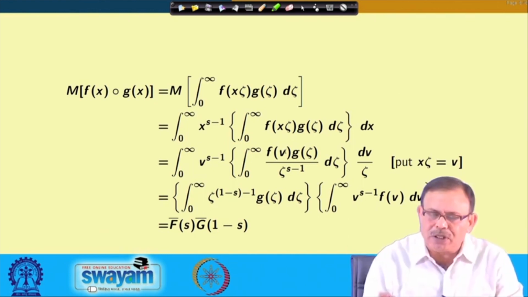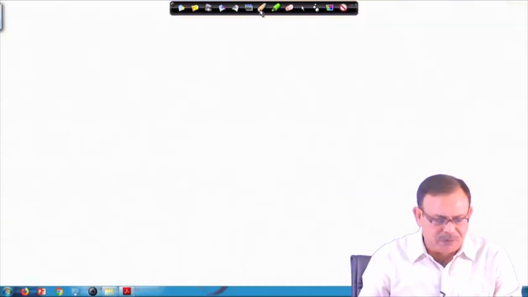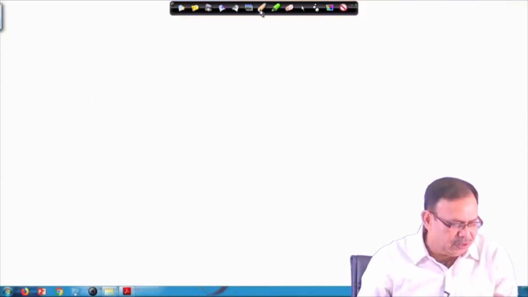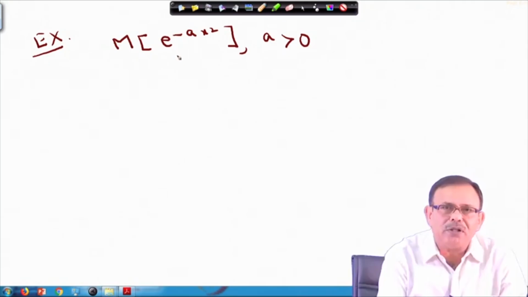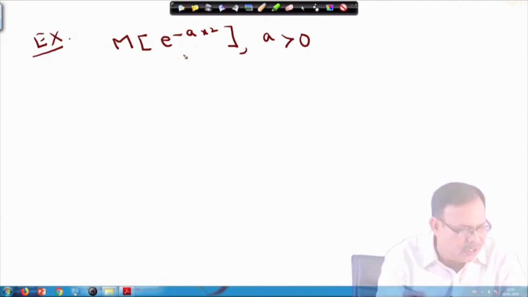Now, using these properties, let us solve some examples so that you can understand easily how they actually work. The first example is like this. We want to find the Mellin transform of e to the power minus a x square, where it is given that a is greater than 0. Just as we have done for the other transforms, let us first find the Mellin transform of some different types of functions.